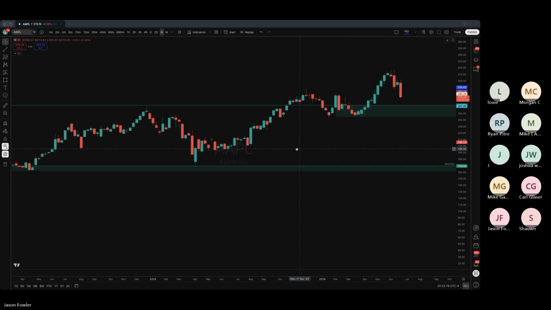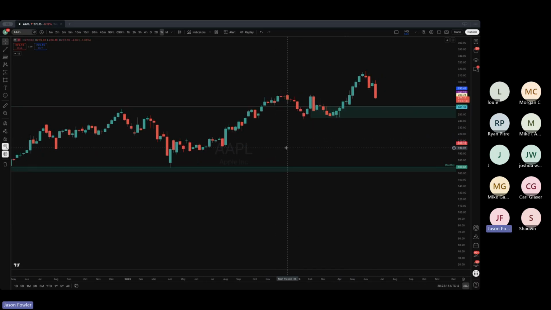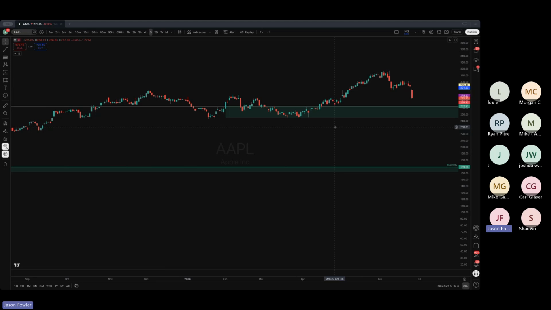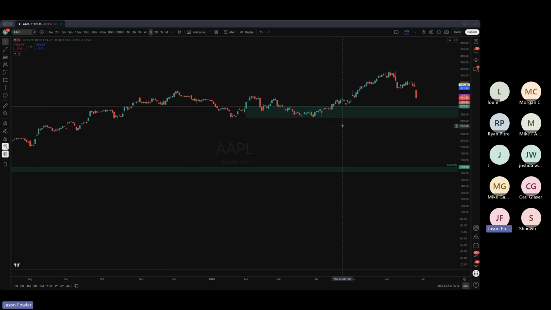So back to where we're finding demand here. This is how we're treating large zones. So we know this is a large zone here. We go to weekly, and we see there's some demand here also. Now let's go to daily. Daily, perfect. You have multiple zones here on the daily. How do you want to chart this?